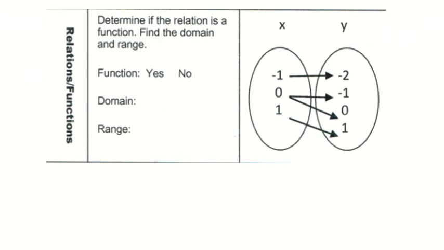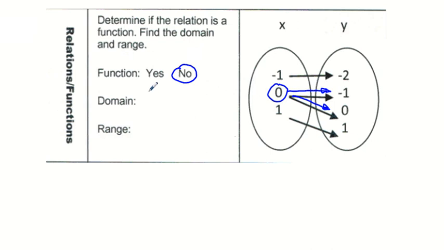Next, relations and functions. Determine if this is a function, and find the domain and range. Function, yes or no? Well, what you have is negative 1 goes to negative 2. That's right, 1 becomes 1. But 0, we don't know which way it's going to go. It could either go to negative 1 or to 0. That doesn't look like it's really pointing; it looks like it's going to 0. So we really can't tell for sure, and so this is not a function. If there are two y's for an x, it's not a function.